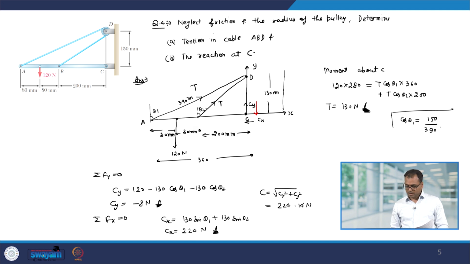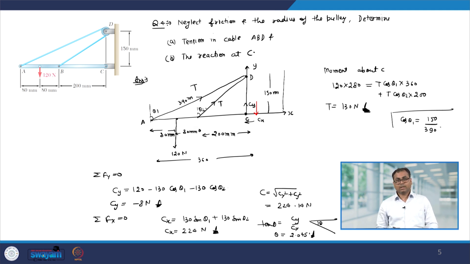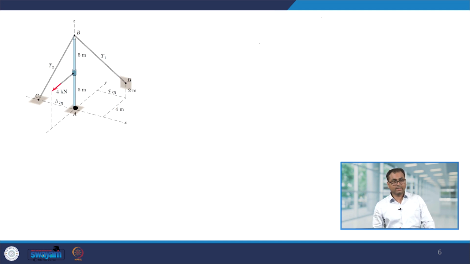Now, total C will be square root Cx square plus Cy square, and this comes out to be 224.14 Newton, and tan theta will be Cy over Cx. This gives you theta equal to 2.045 degree, and its direction will be downwards. Now, let us look at one problem which involves the calculation in 3 dimensions.